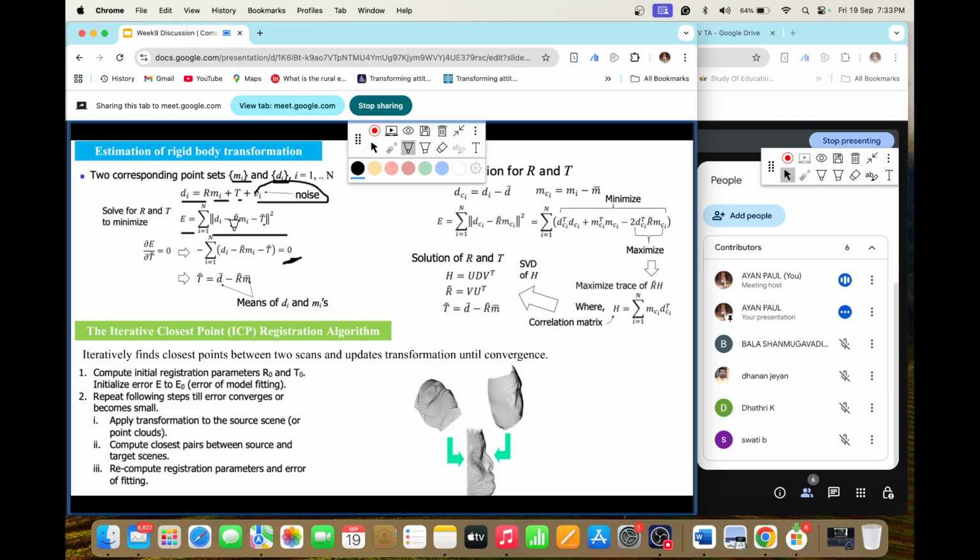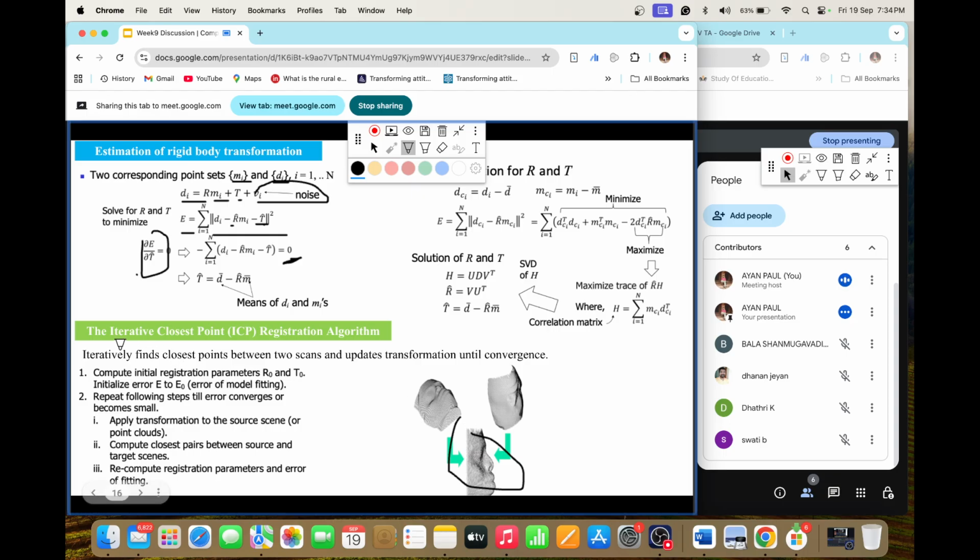So just minimize the error. For minimizing the error, you do this: del E by del T will be equal to 0. By this you calculate the two important things, what is your R and what is your T. If you get the rotation and translation, you can get how you should align your two different scans and then combine them to form a single scan.